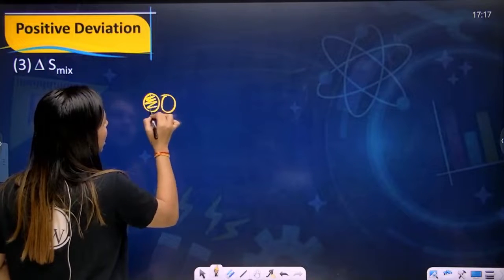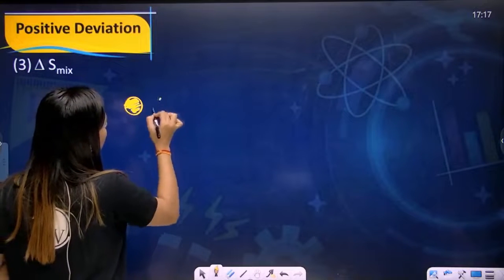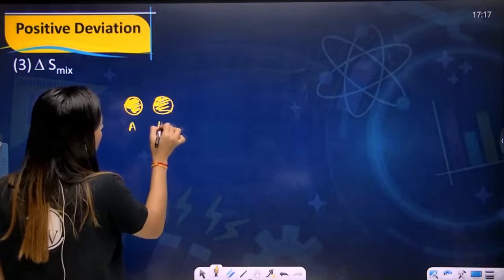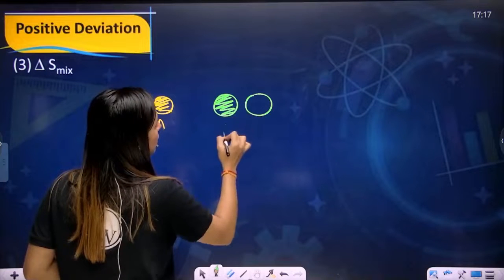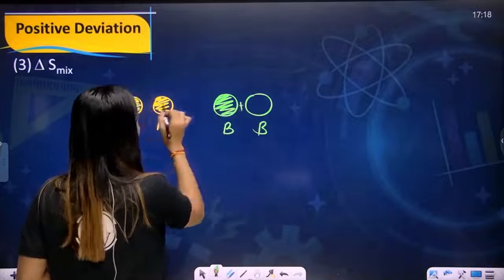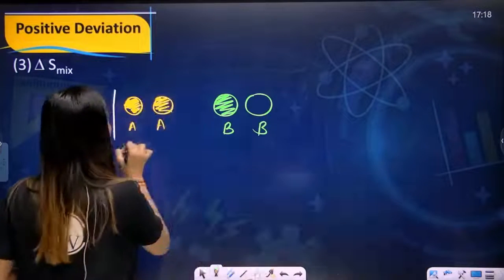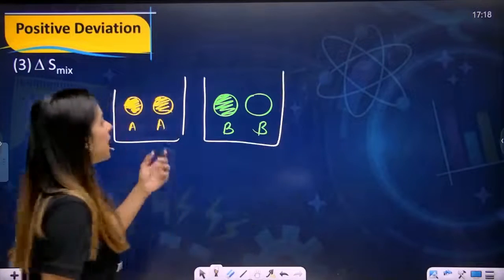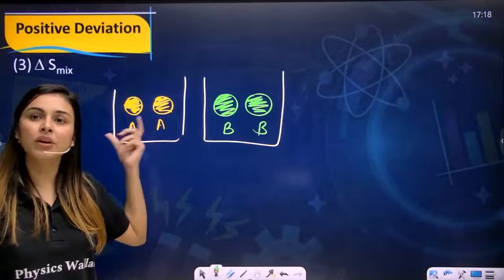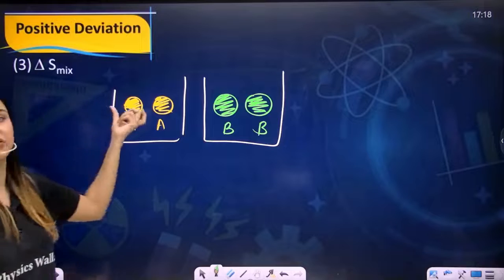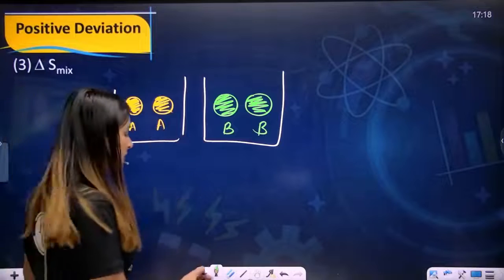You have A balls here, and you have B balls here. Now, if I ask you to take one ball out of it, then you will say, ma'am, obviously there are only yellow balls, so no randomness here. Here also no randomness.